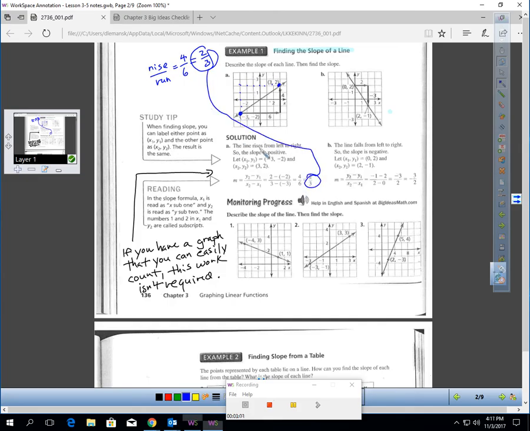I don't even need a formula. Now the book uses the formula, but you don't even need to. You can count squares. This is something that even if you think you're not great at arithmetic, you should be able to do this. Okay?